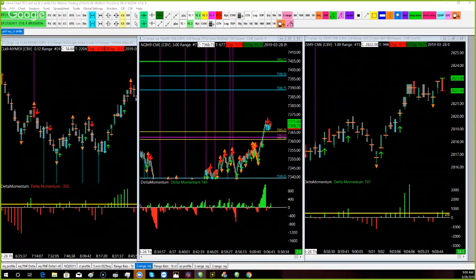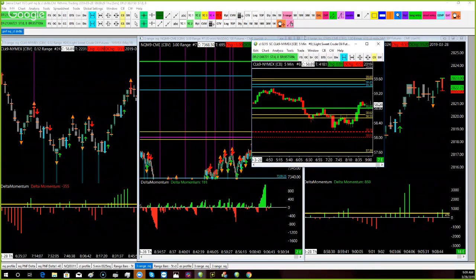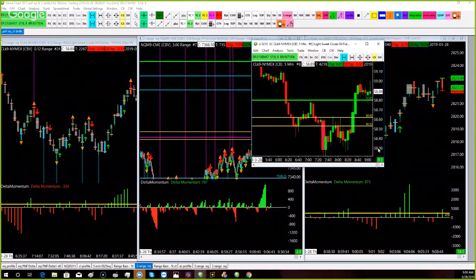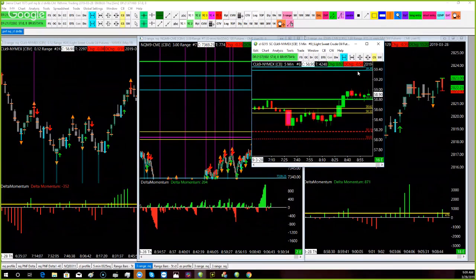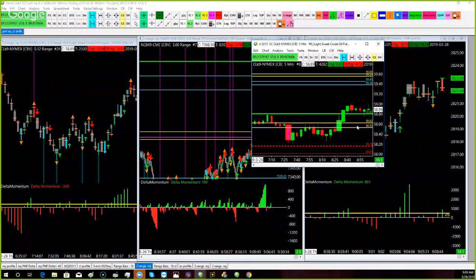I need to organize the screen. There we go. Okay, so the first thing I look at is, on CL, I'm not at a clear support or resistance area. I now have support below at 58.62. I have resistance above at 59.40.